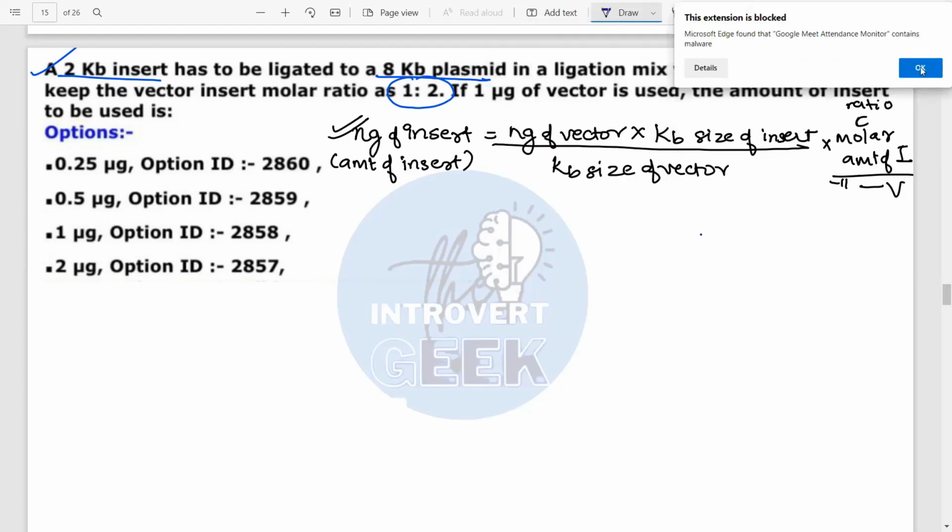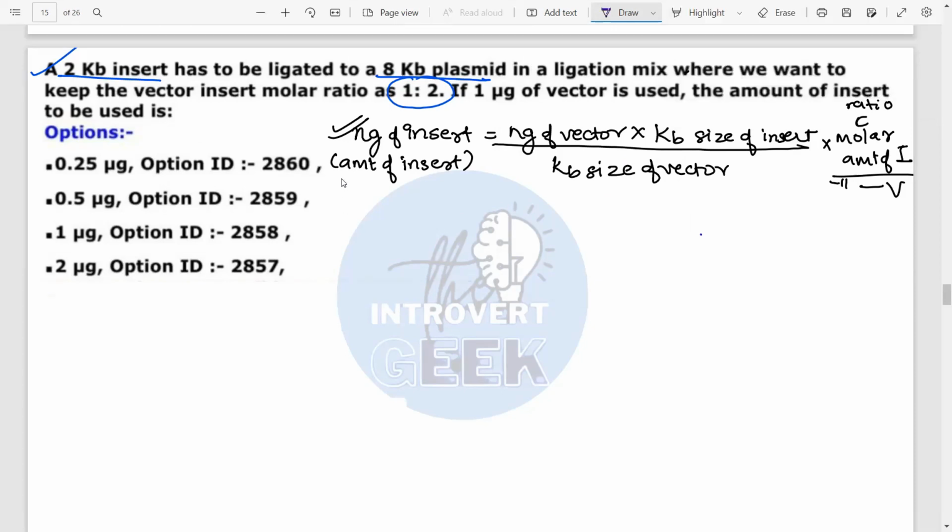So for this, what information do we have? Now this is something that we want to find, that is the amount of insert. So whatever answer you get would be in nanogram. That is nanogram of vector. Amount of vector here, it is given 1 microgram of vector is used. So 1 microgram, if you have to convert micro to nano, you will multiply by 10 raised to minus 3, right? It is a smaller unit. So 10 raised to minus 3, this would be nanograms, into kb of insert.